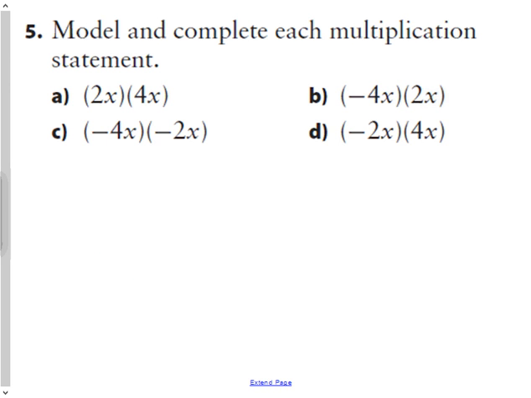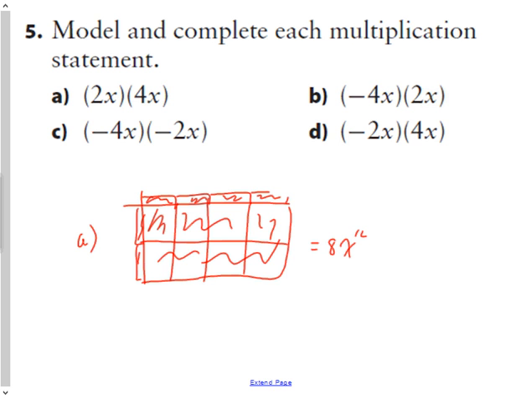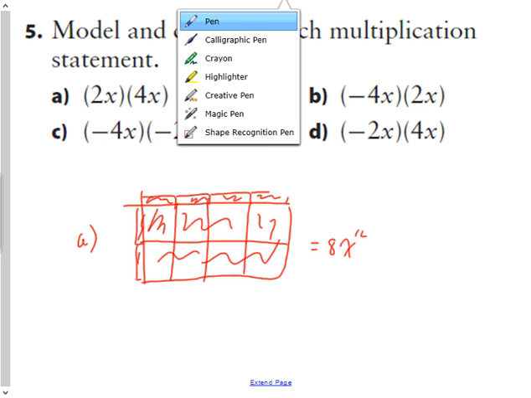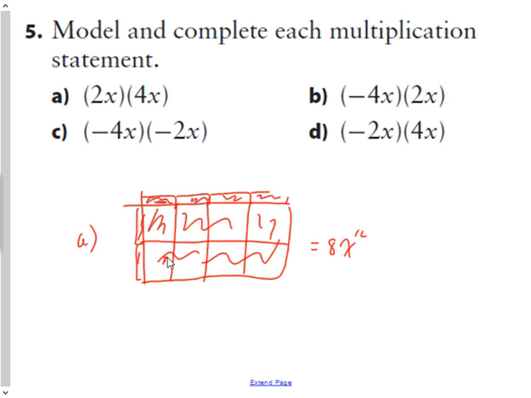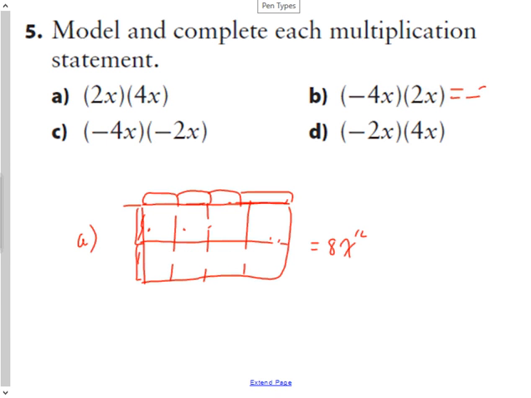Question B says negative 4x times 2x. So if I go back to what I drew in the last one, the only difference between these ones and the one I'm doing right here is, where's my eraser? Oh, it's right here. If I take my eraser, these 4x's up here are going to be negative instead of positive. So it's a negative and a negative and a negative and a negative. And the answer, the ones inside here, because it's a positive times a negative, all of these are going to end up being negative. And my answer would be a negative 8x squared, because it's almost the exact same question as the one before it.